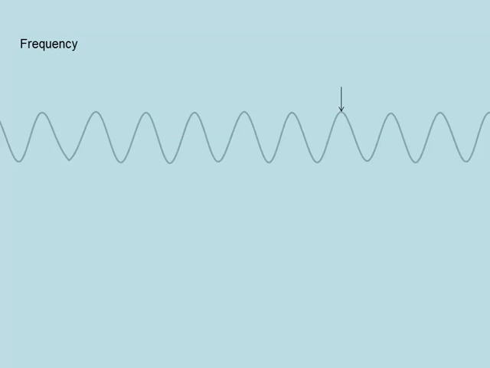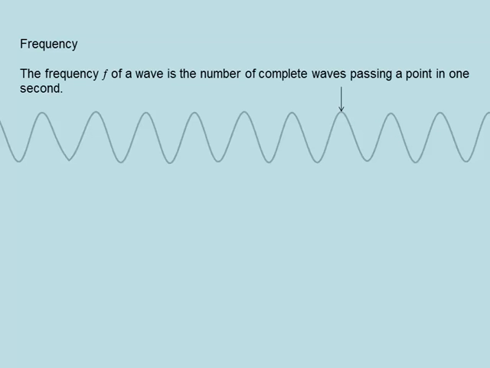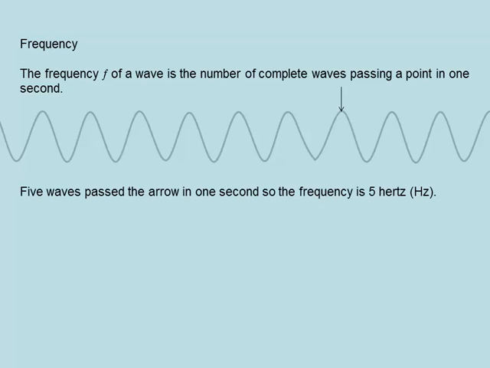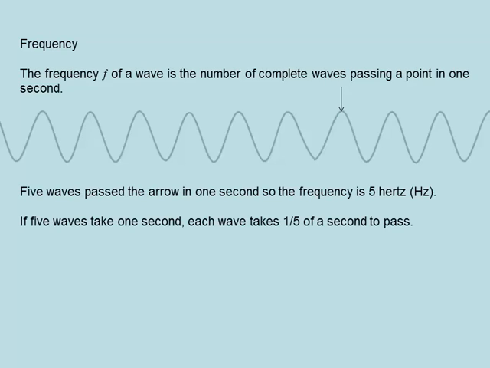Frequency. Here we have a wave and an arrow here marking a particular point. Frequency f of a wave is the number of complete waves that pass a point in 1 second. So if this wave moves like this, 5 waves pass the arrow in 1 second, giving a frequency of 5 Hz. The symbol for Hertz is a capital H and a lowercase z.